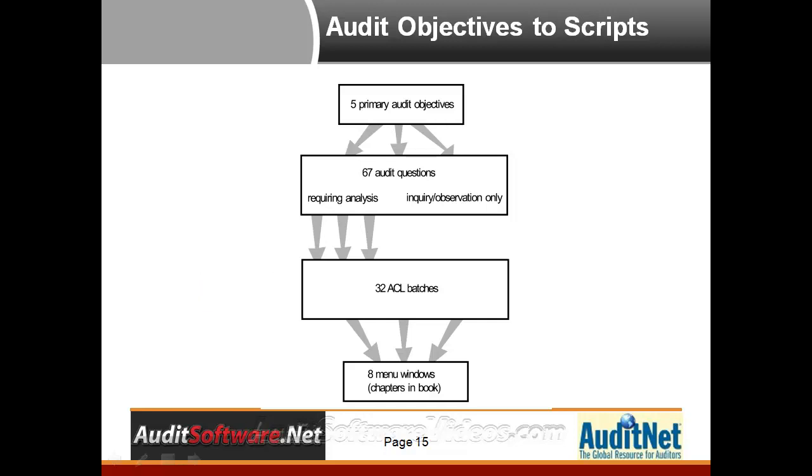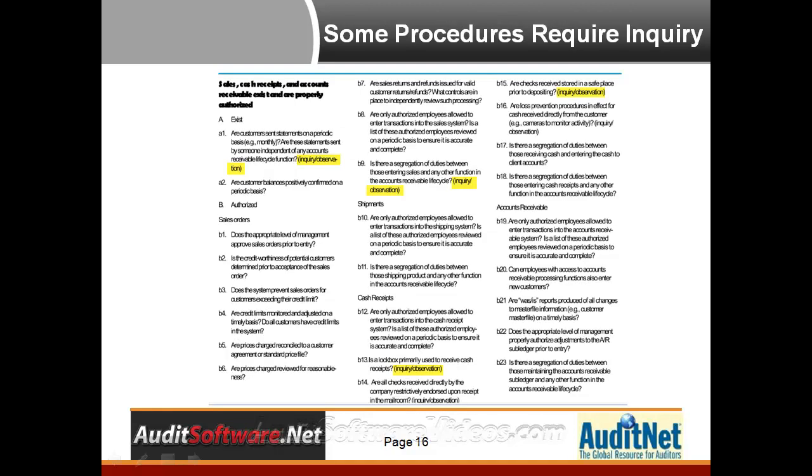I think the key here is that you notice here we have 67 questions. However, we have 32 batches, so there is a bit of a gap there. And therefore, some of the procedures require inquiry. So, things like, is there segregation of duties between those entering and the accounts receivable life cycle? I guess you could do a test of that if you really wanted to, using segregation of duty type tools. However, inquiry and observation tends to be a quick one there.